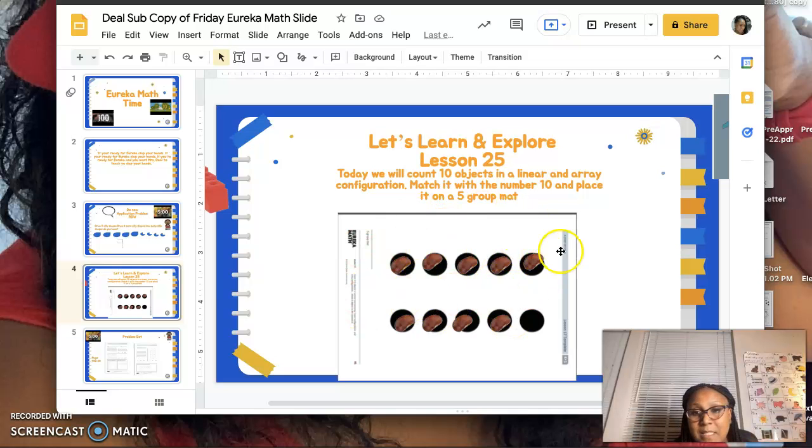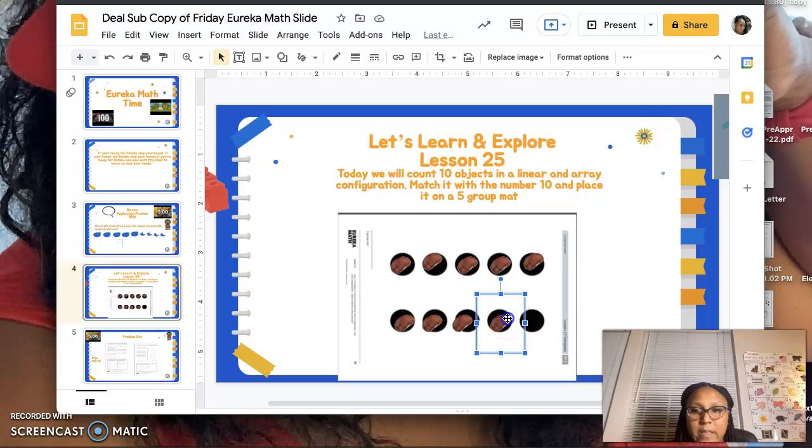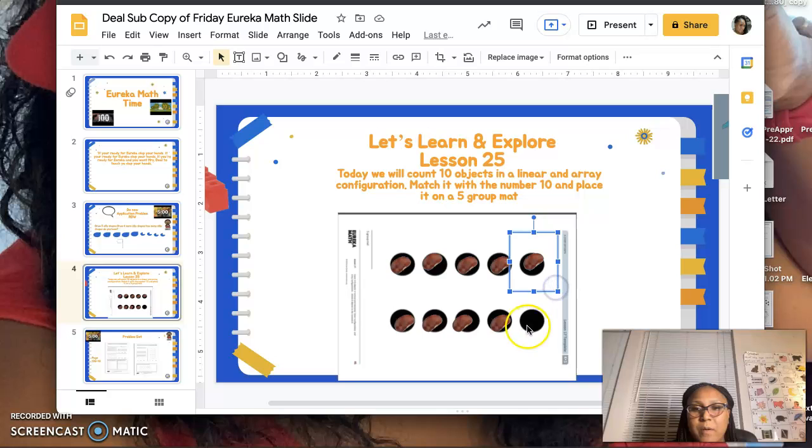So I have 5 beans at the top and 4 beans at the bottom. Okay, do we agree? 5 at the top, 4 at the bottom. That makes 9 for my hidden partners. Now, if I want to fill up this 5-group mat and make 10 and put 10 beans on this mat, how many more beans will I need to add to the 5-group mat? You are absolutely right, Miss Deal. This needs 1 more bean to make 10 and to fill up the 5-group mat.